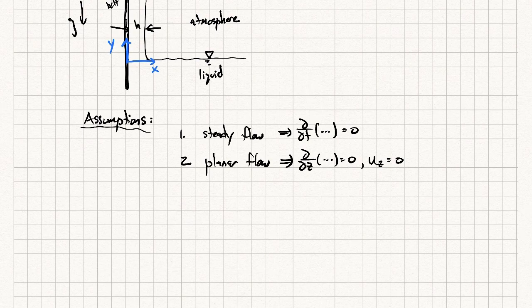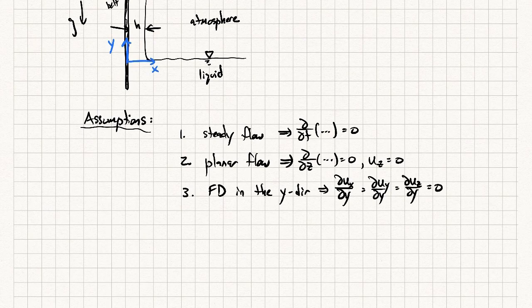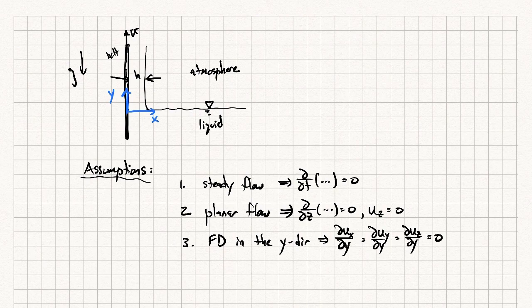We'll also assume that we have fully developed flow in the y direction, which means that the velocity profiles aren't changing in the y direction. So that one's a little more of an assumption. So when I say it's fully developed in the y direction, it means that if I looked at the velocity profile here and the velocity profile here, they would look the same. It's not changing in the y direction.